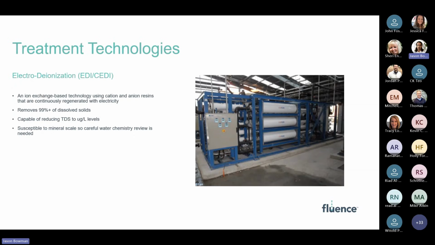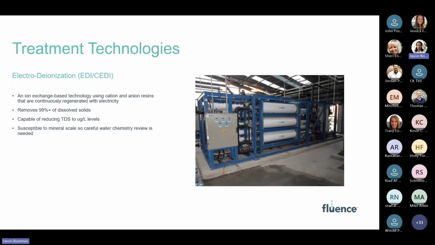Additionally, the technology also allows for regeneration of the onboard resin in situ without the need for potentially dangerous chemicals to be on site. EDI or CEDI, both terms that can be used interchangeably and essentially function the same, provides the polishing step in a treatment process that removes upwards of 99% of the remaining dissolved contaminants in the RO feed water. Typically, the technology will produce finished water quality with TDS in the microgram per liter or ppb range, which would be sufficient for high purity applications.